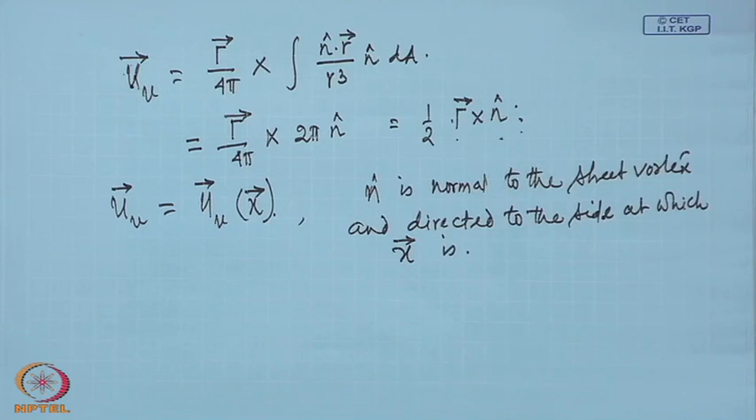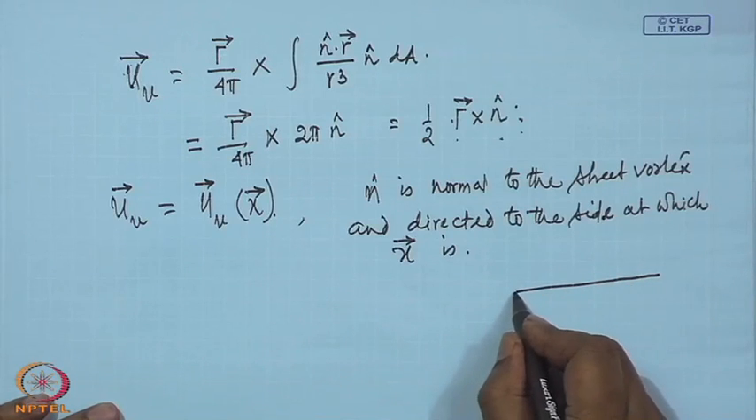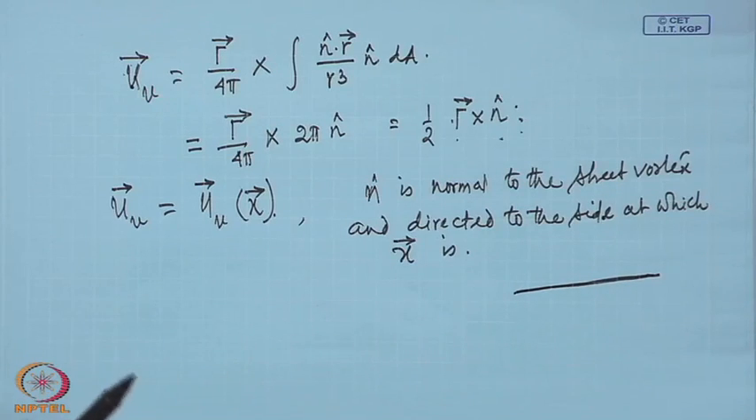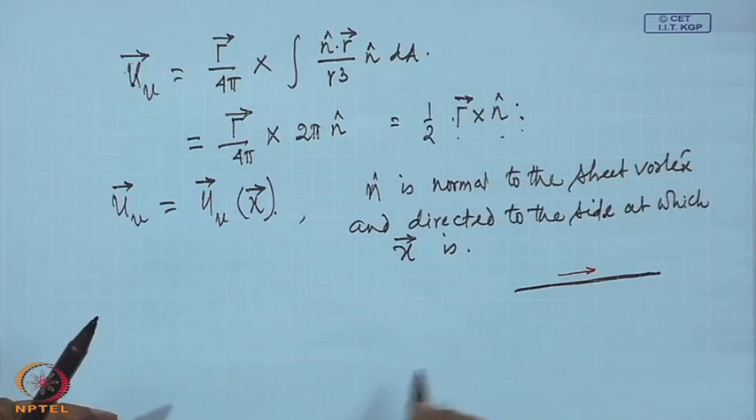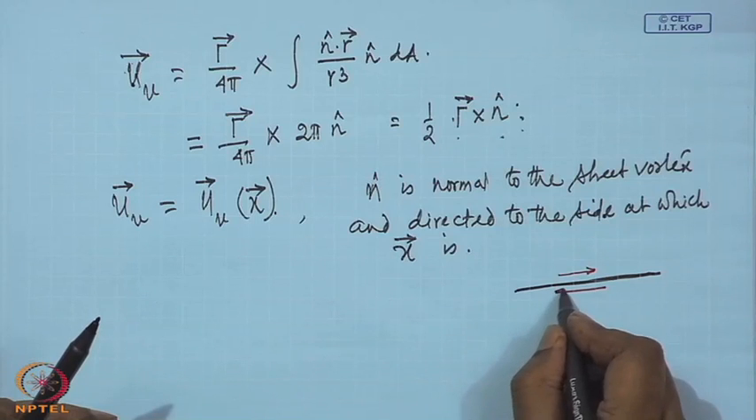Now, if you consider the two sides of the sheet vortex, you see that on both sides the magnitude of the velocity is the same, half gamma, but the direction, or sense, is different. In both cases it is parallel to the sheet, but since n is in a different direction, considering the two dimensional representation of this sheet, on this side it is half gamma like this, and on this side, sorry, the same half gamma.